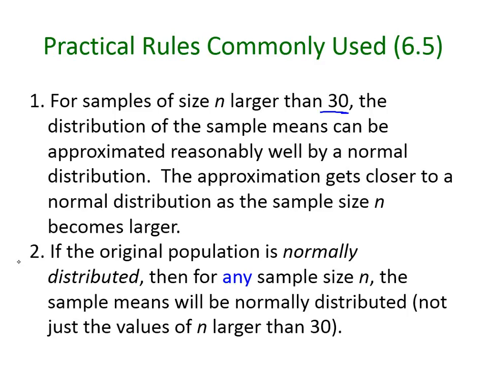If the original population is normally distributed, then for any sample size n, the sample means will be normally distributed. So if you're starting off with something that you already know has a normal distribution, then you don't have to worry about whether it is 30 or more. You can have a smaller sample size.